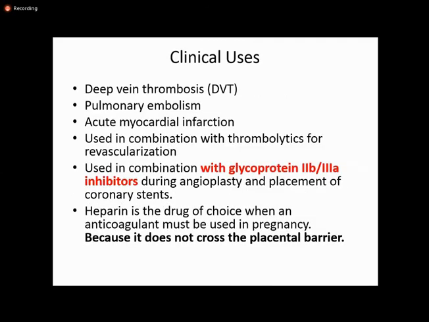So, clinical uses: deep vein thrombosis, pulmonary embolism, acute myocardial infarction, where it can be used in combination with thrombolytics for revascularization. It is also used in combination with glycoprotein 2B3A inhibitors, one of the groups of antiplatelet drugs, during angioplasty and placement of coronary stents. Heparin is the drug of choice when an anticoagulant must be used in pregnancy because it does not cross the placental barrier. In the beginning, I told you it is unable to cross the placental barrier because of its high molecular weight.